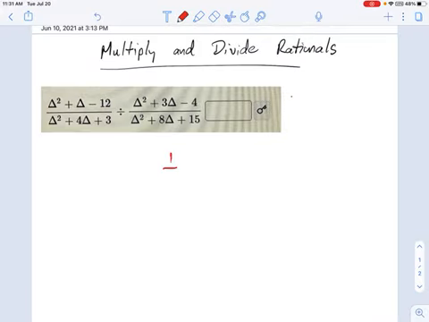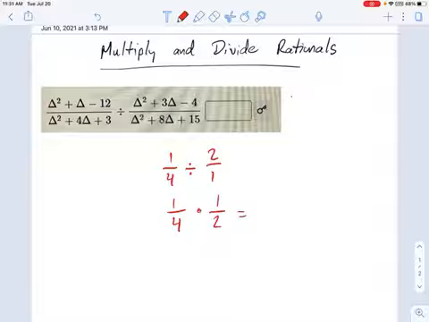If I have 1/4 and I divide it by 2, think about what 2 is. 2 is really just 2 over 1. And so that's really the same as 1/4 times 1/2, right? Dividing by 2 is the same as multiplying by 1/2. And then you would just proceed with the multiplication problem as normal.